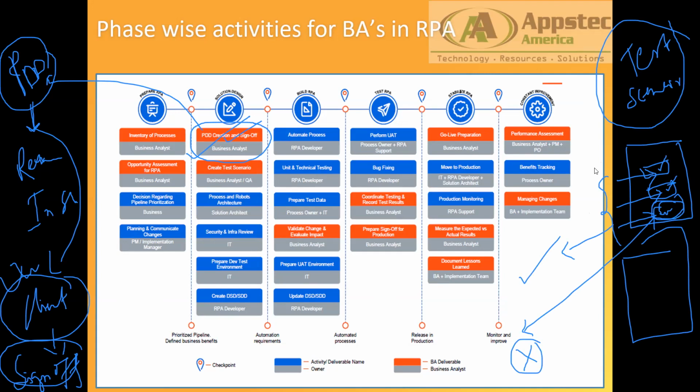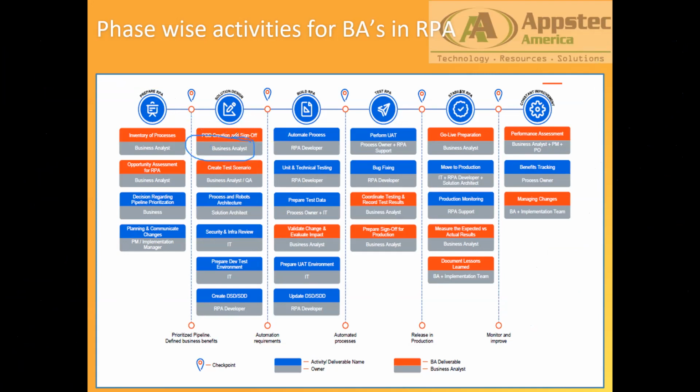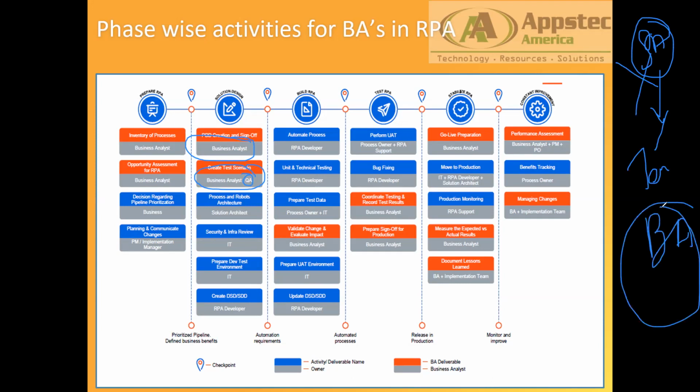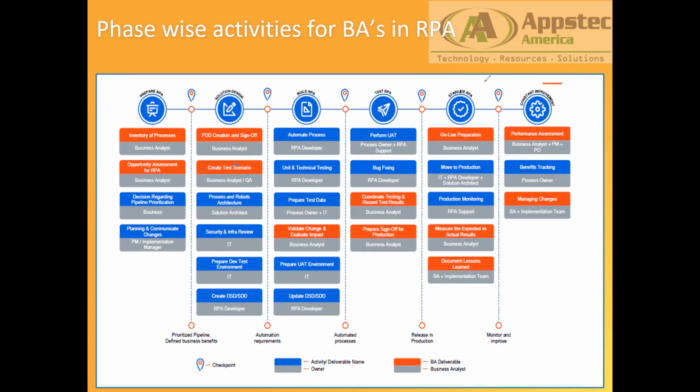So that's why you see the business analyst is a part here, along with something called QA. Some companies have a separate QA team, quality assurance, who creates these test scenarios. Some companies do not have a separate QA team, and they ask the business analyst to go and create the test scenarios. It's up to the organization how much they are willing to spend as a part of their RPA COE. Correct. Next is build RPA, where my development work starts.